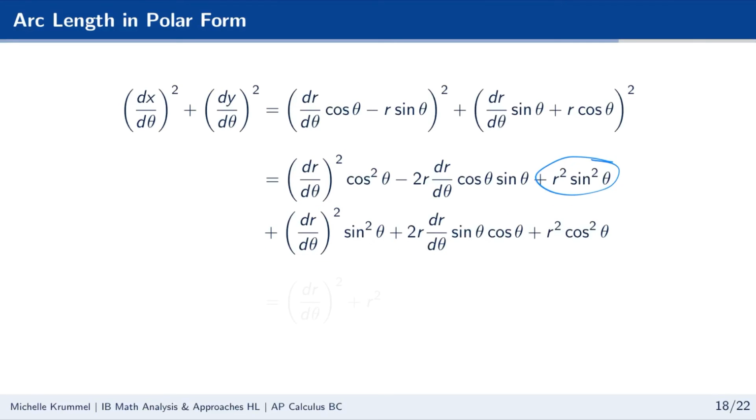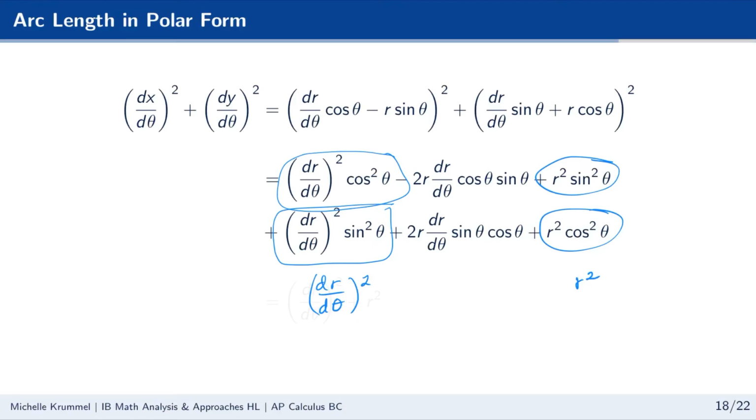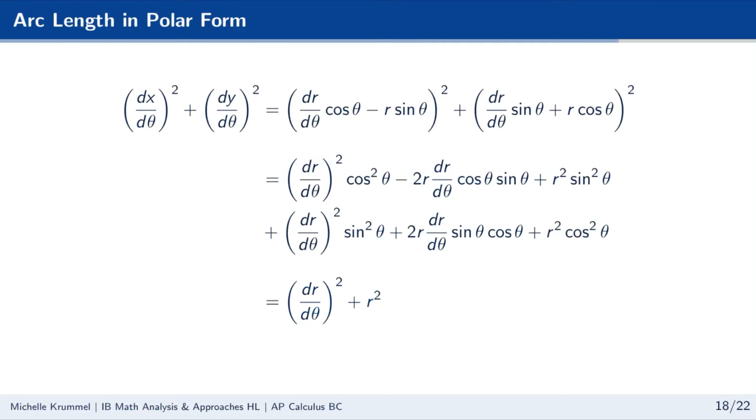This term plus this term can be simplified. You can factor out an r squared, and then the sine squared plus cosine squared equals 1, just leaving us with r squared. This term and this term can be simplified by factoring out (dr/dθ) squared, again leaving behind a cosine squared θ plus sine squared θ, which turns into 1. So then we just have (dr/dθ) squared. And then this term and this term are just opposites, so they cancel out. So we just end up with (dr/dθ) squared plus r squared. So this is what we're going to see underneath the square root.